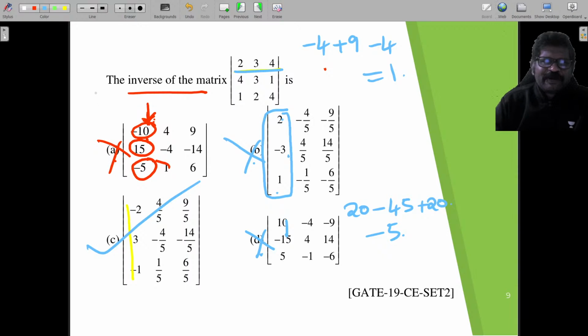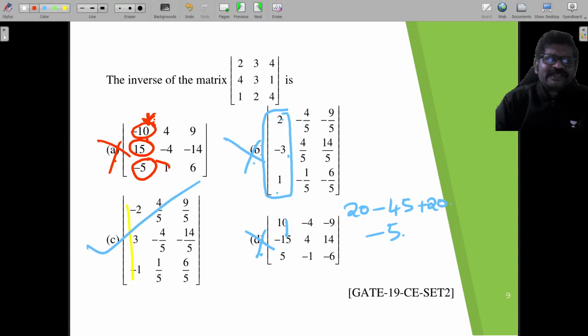So here I have applied the A into A inverse equal to I logic using the options. Understood? Therefore, correct answer is third option. That is the best method rather than using the regular conventional process.